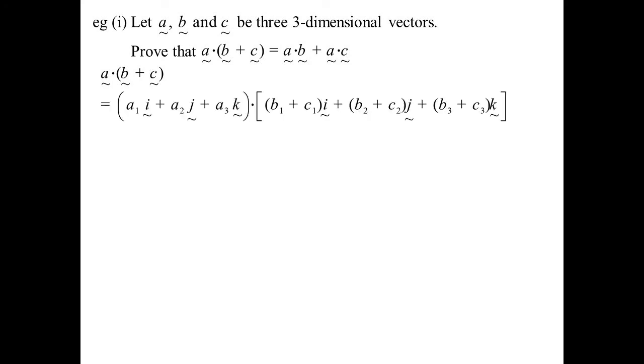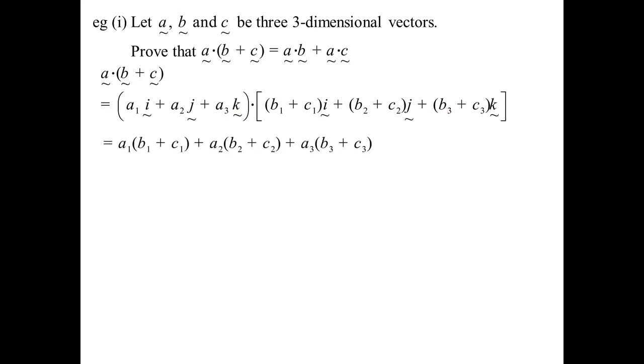Let's do this example. We've got 3 three-dimensional vectors. We could actually prove that, what looked like expanding out the parentheses. So a dot b plus a dot c. So we'll start with a dot b plus c, but let's write them in component form. So a would be a1 in the i direction plus a2 in the j direction, a3 in the k direction. Our second vector will be b1 plus c1 in the i direction, b2 plus c2 in the j direction, b3 plus c3 in the k direction.